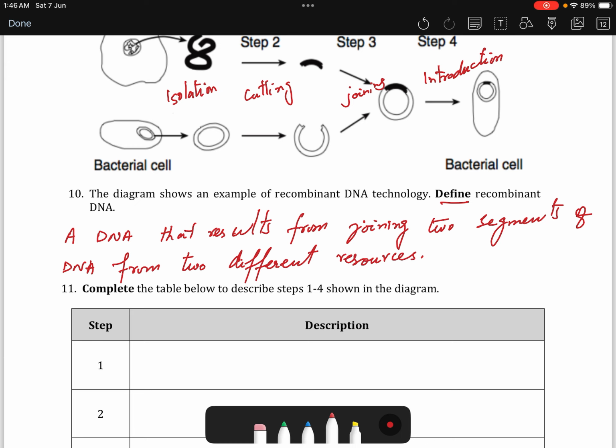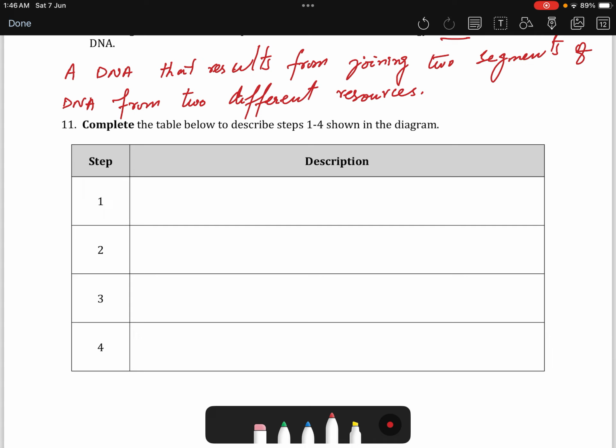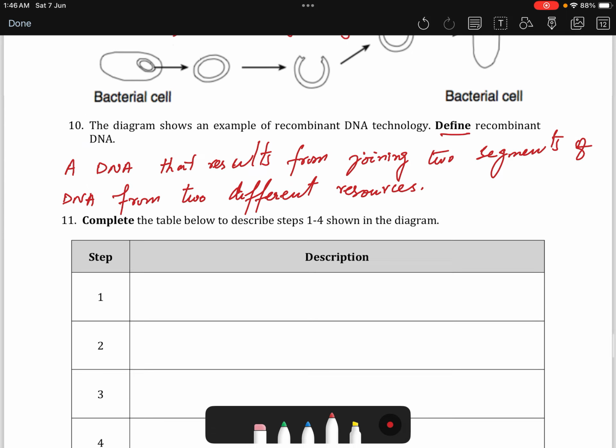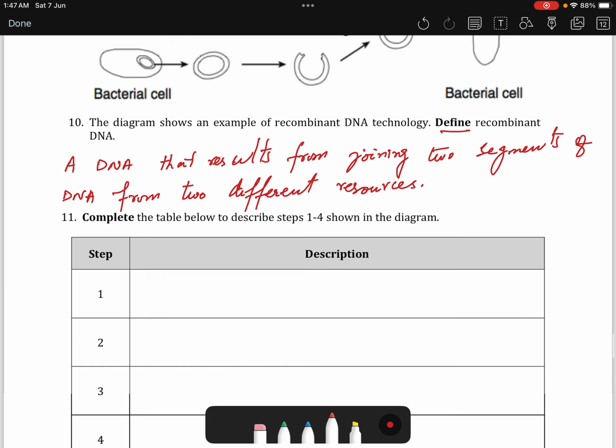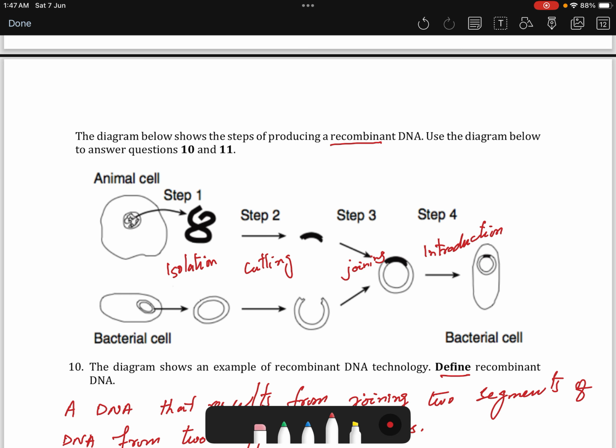Okay, step number one, step two, step three, step four, I told you already. Better you look for the answer key of the IPQs for these. So step one, I will just say them. Animal cell and the bacterial plasmid is isolated. So this is the animal DNA or gene, and this is the plasmid. They are isolated. Step number two, both of them are cut with the same restriction enzyme. Please don't skip the words.